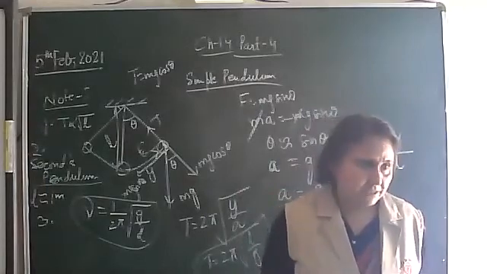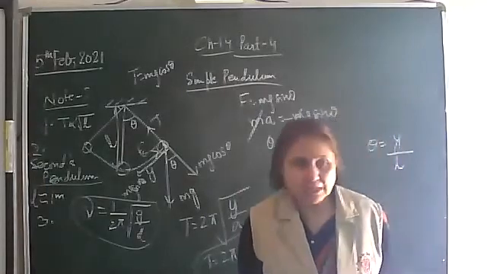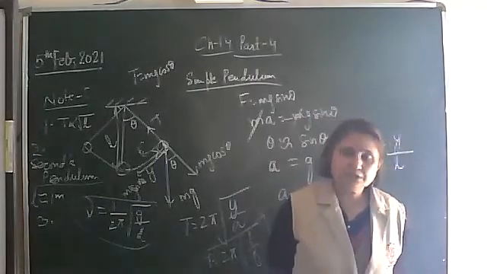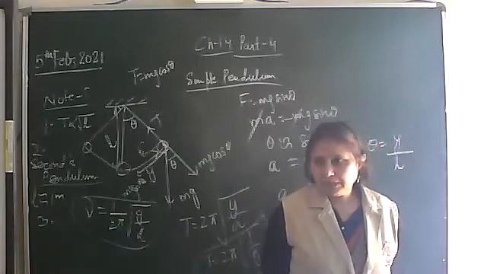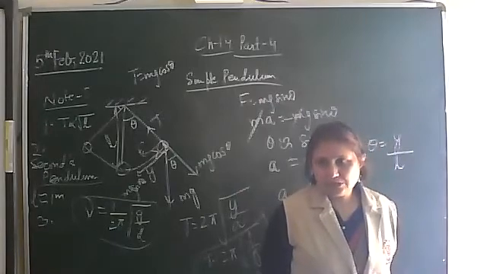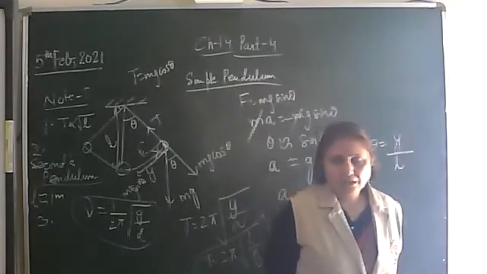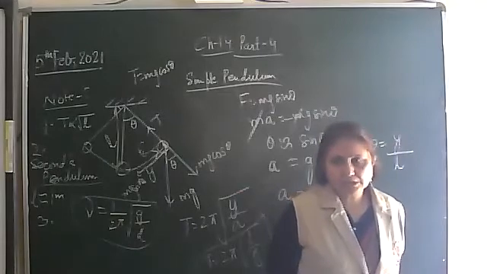Acceleration due to gravity decreases. We know that acceleration due to gravity is maximum on the surface of the earth. With the height, it decreases. Taken to a very high mountain, so acceleration due to gravity decreases. The length of the pendulum is the same. There is no change in the length of the pendulum.